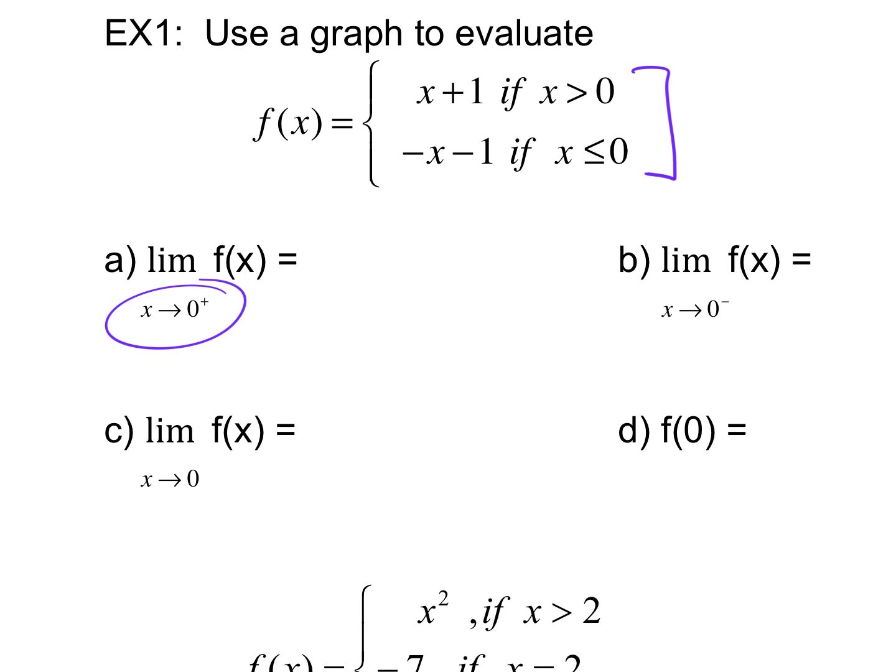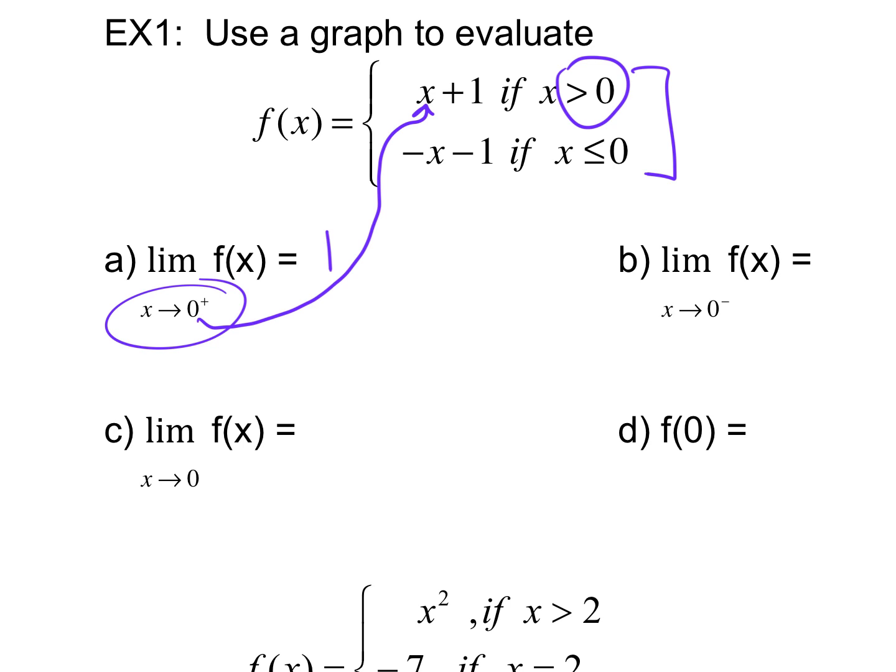The top one. How do I know that? The greater than. Okay, so good news. I can just plug in my x value. If I take 0 and I plug it in to x, what do I get back out? 1. That is my limit as we approach from the right.